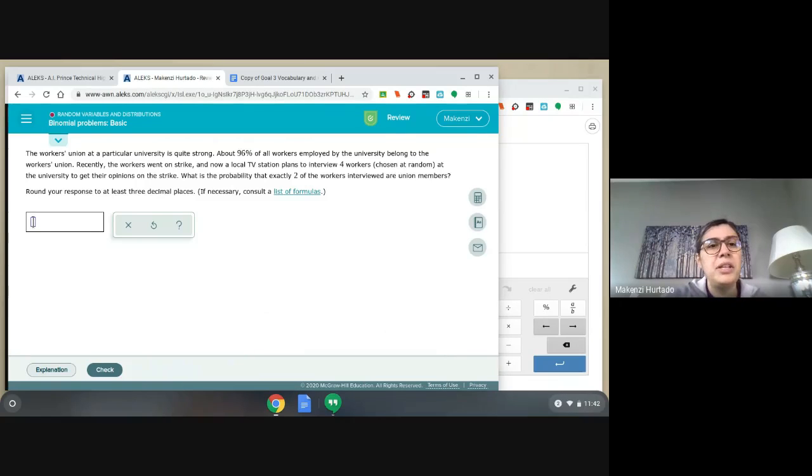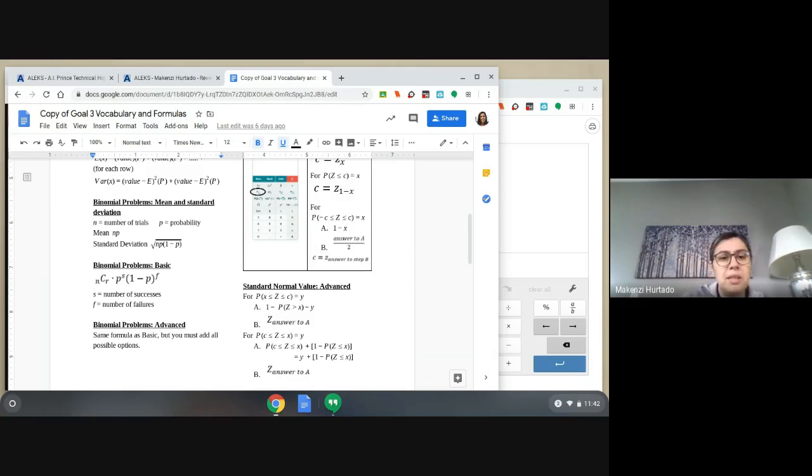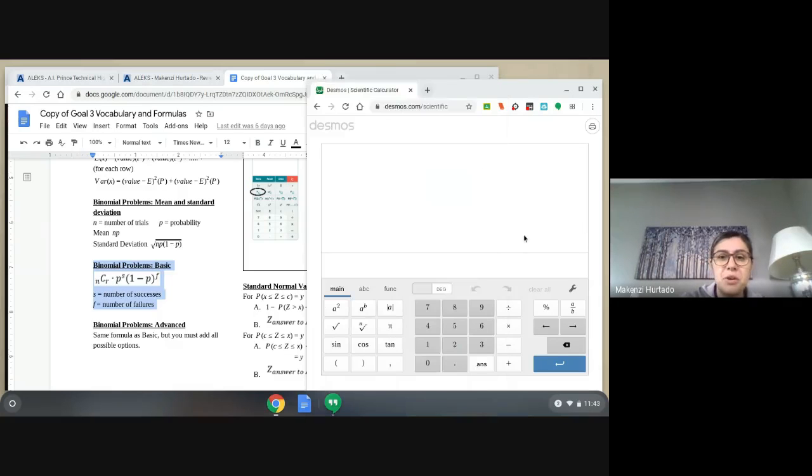We are going to be learning about binomial problems, the basic type of problem. So again, in goal 3, you absolutely want to have your vocabulary and formula chart out. This is a little bit more complicated of a formula. And we are definitely going to be using our Desmos calculator for this because we are able to do combinations in our Desmos calculator. So I like to have my Desmos calculator off to the side so I can see it at the same time that I'm looking at the problem.